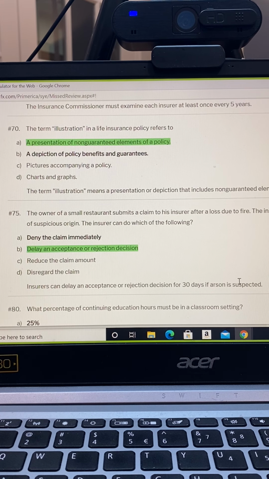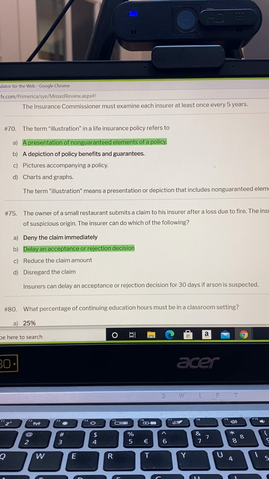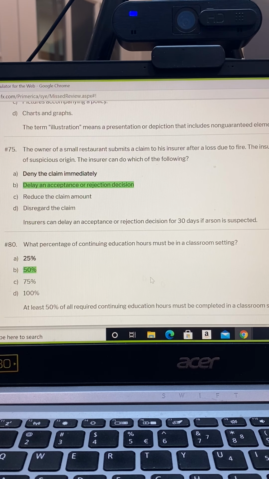The owner of a small restaurant submits a claim to his insurer after a loss due to fire. The insurer's investigation finds a police report that shows that it was suspicious. Oh, you said delay acceptance or reject decision, and I put deny the claim immediately. All right. How much time in the classroom? 50%. I had no idea.